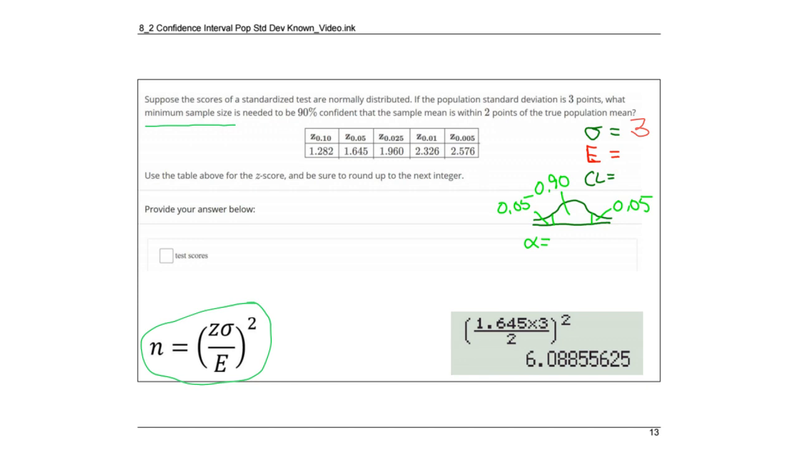All right, so our confidence level is 90%. And then it's not going to say that the margin of error is equal to something, or it's not going to say E is equal to. It's going to use the word within. So the sample mean is within 2 points of the true population mean. So when we see within, that is going to be E.